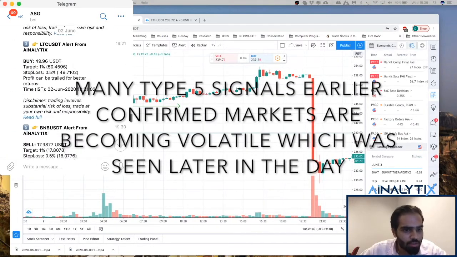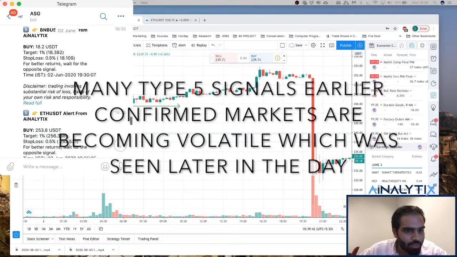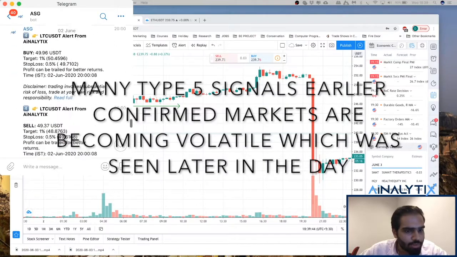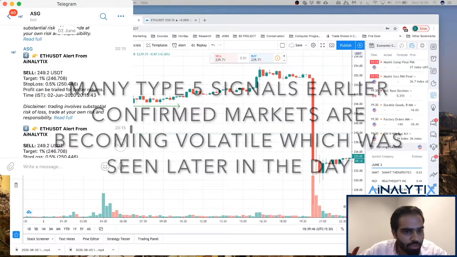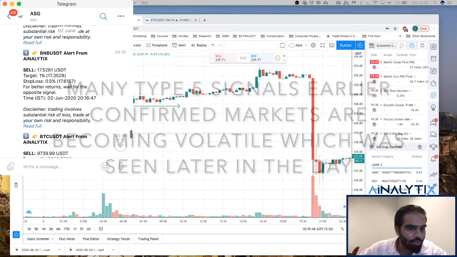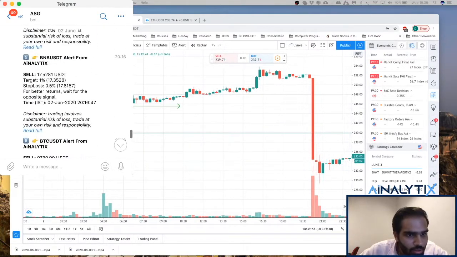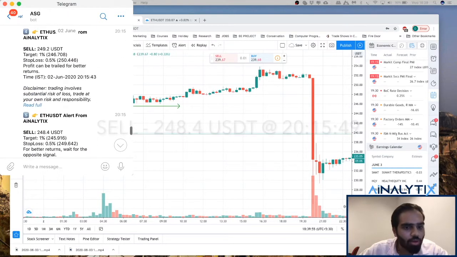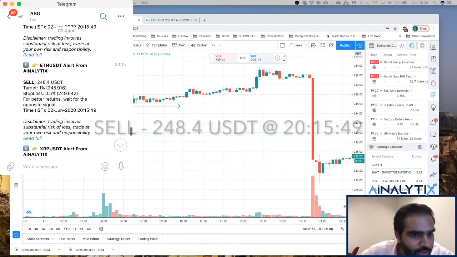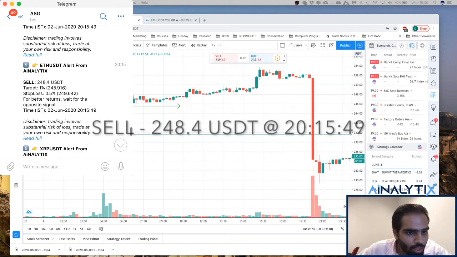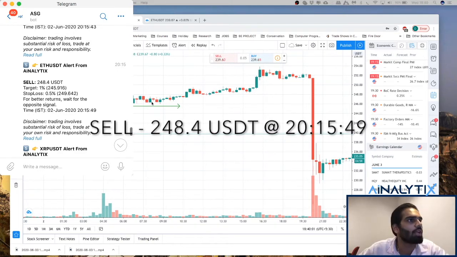So okay, 7:30, we receive a buy. We don't receive a sell right now. We're looking for a type 5 sell. So at 8:15 we receive our sell at 248.4 levels.